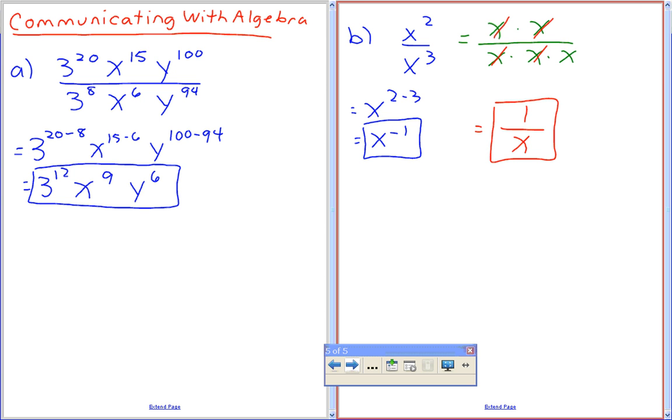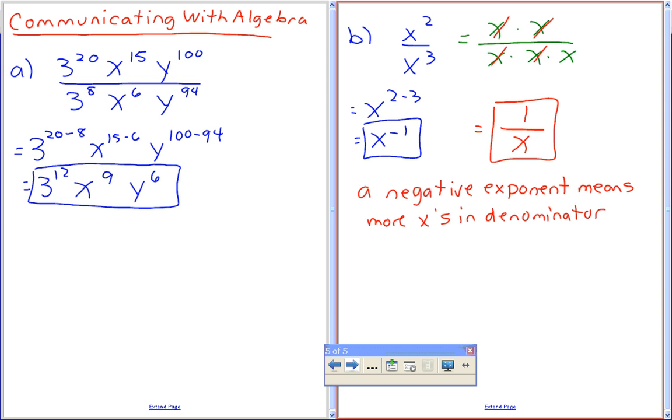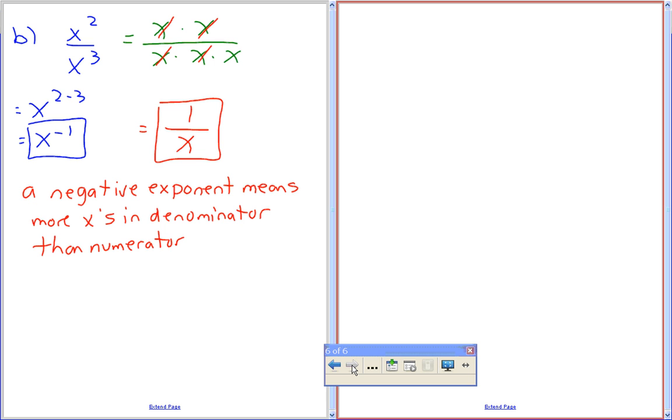So you're just showing us that a negative exponent just means that there's more x's in the denominator. You write that down here. A negative exponent means more x's in the denominator than numerator. And one more we're going to do here, and then we're going to get away from exponents for a bit.